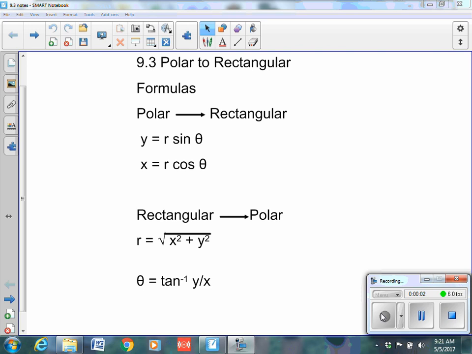Okay, so today is 9.3, and you're going to learn how to go from polar to rectangular and rectangular back to polar. What does that mean? This is what we're doing today.